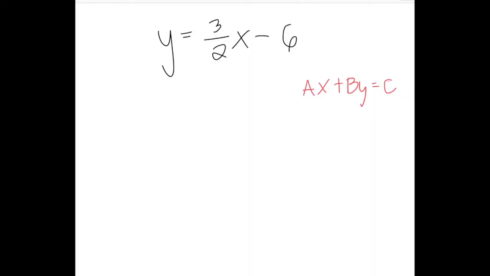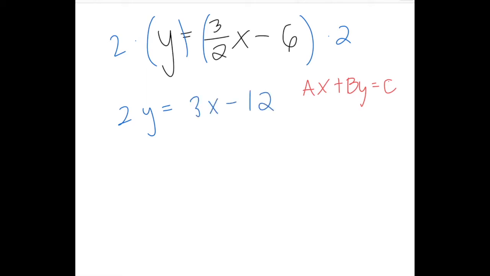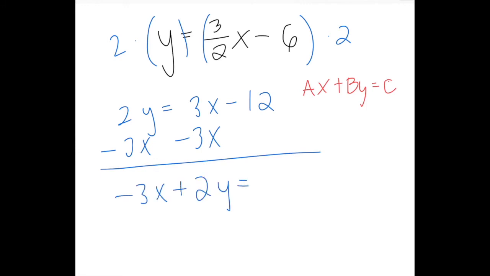This equation is in slope-intercept form. If I wanted to make it into standard form, I'm going to start first by multiplying everything by 2, which is my denominator. So I get 2y equals 3x minus 12. Then from here, because I want to get my x value on the left side of my equation, I'm going to subtract 3x from both sides. Then I'll end up getting negative 3x plus 2y equals negative 12.